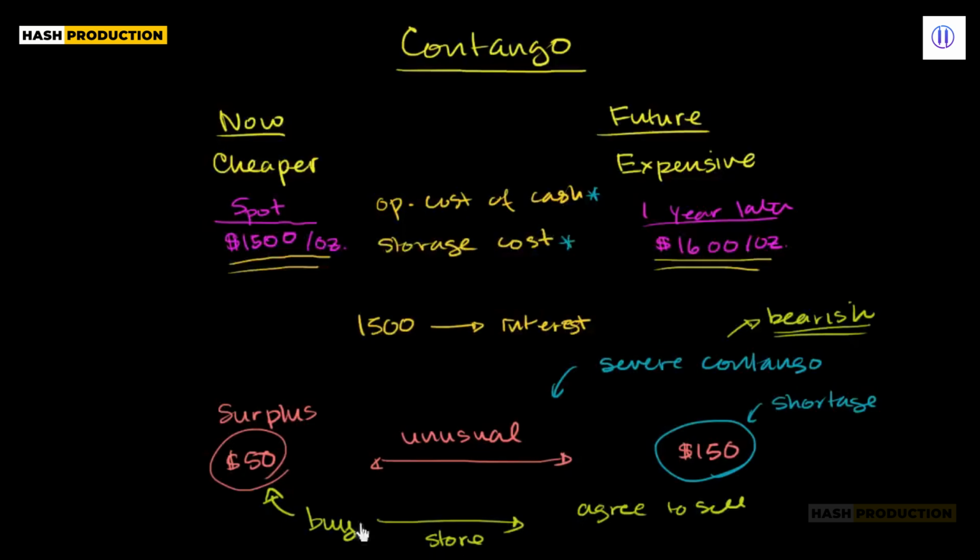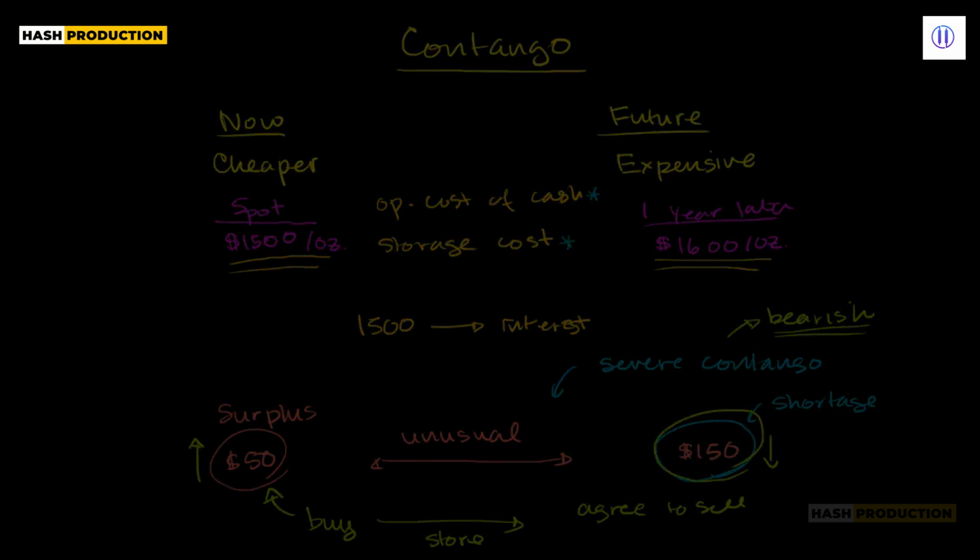If you have a bunch of people doing this, buying on the spot market, it will increase demand on the spot market and raise prices there. But on the futures market, there's a bunch of people who are now agreeing to sell in the future. So it's going to increase the supply on the selling side of the futures contract, and it'll lower the futures prices. So in general, severe contango is bearish for the futures price.